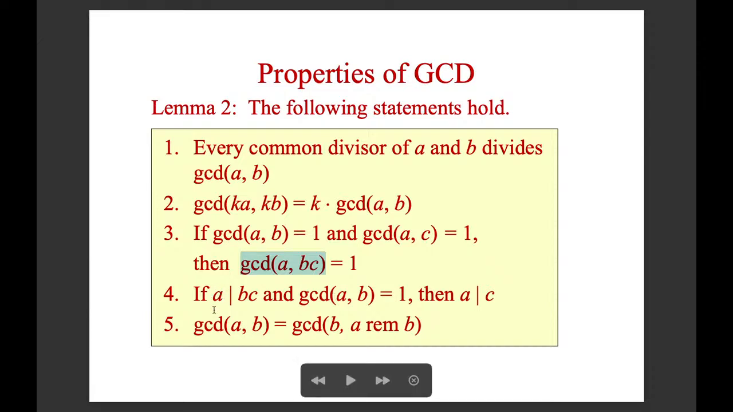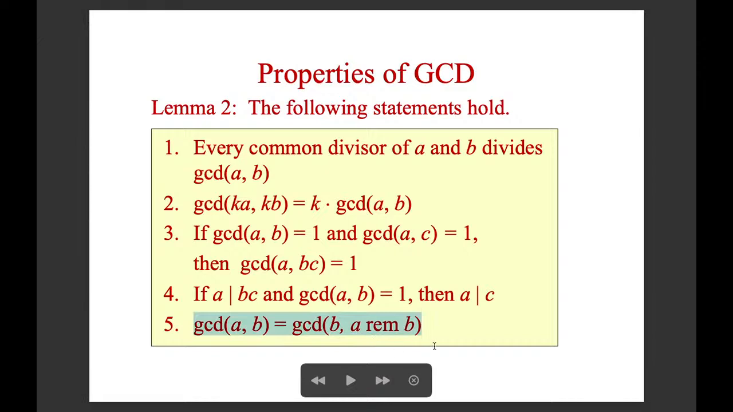The next one is, suppose that a divides bc, but we know that a and b do not have any common factor, so GCD of a and b is equal to 1. Then a must divide c. And finally, GCD of a and b is always the same as GCD of b and a rem b. a rem b is when a is divided by b, what is the remainder? So in a programming language, it is a mod b.